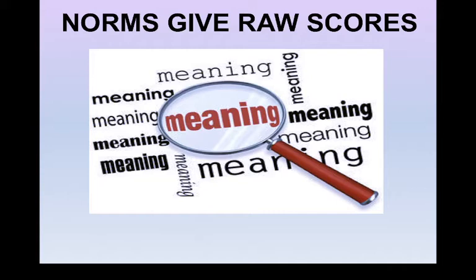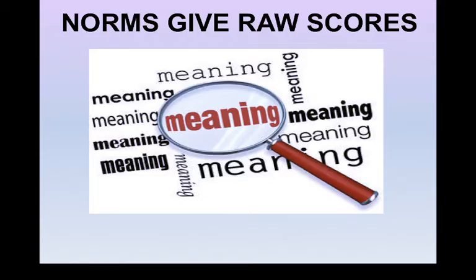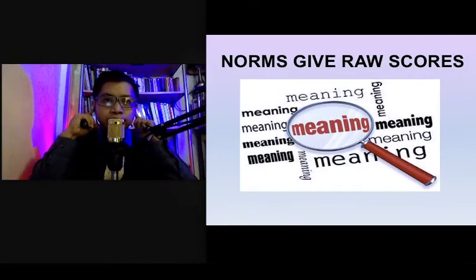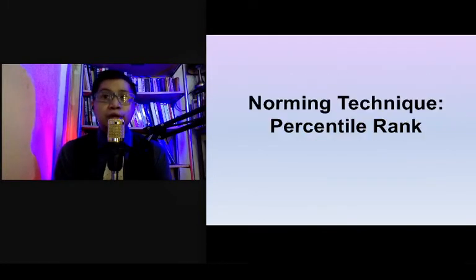Hindi magkakaroon ng kahulugan ang isang raw score kapag hindi natin siya ikukumpara sa norm tulad ng nakikita nyo on the screen. And why is it important for us to make sure that our raw score has a meaning para alam natin kung saan ilulugar yung raw score? So we know what decision to make. We need to label the meaning of the raw score. Is the raw score good, average, above average, excellent? Para malaman natin kung ano ang tamang gawin doon sa raw score na yon.